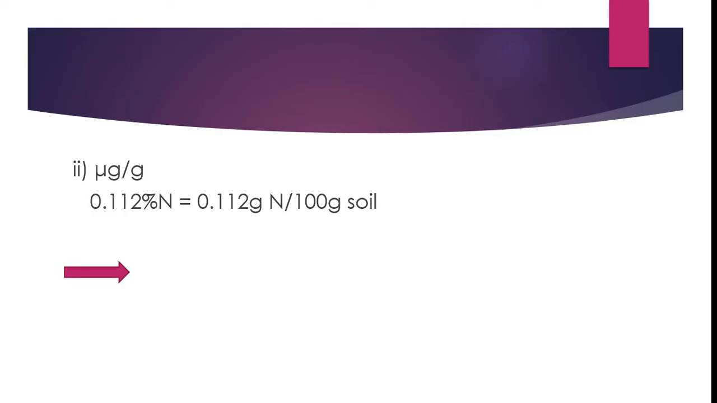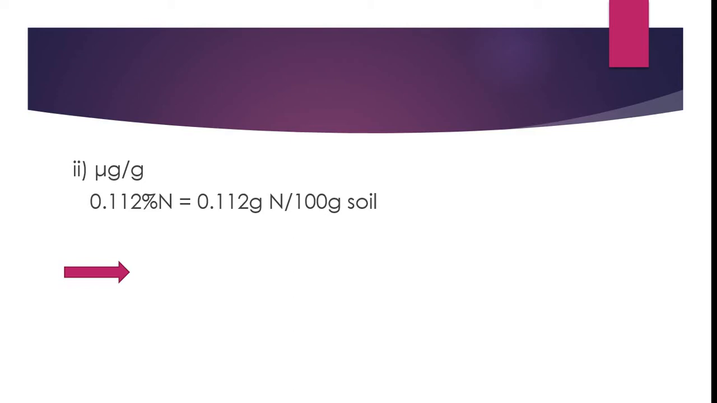As we said earlier, 0.112% nitrogen means that we have 0.112 parts of nitrogen in 100 parts of soil. The parts we are talking about are grams, because the basal unit here is grams. So it means that we have 0.112 grams of nitrogen in 100 grams of soil, as I've written there. So from the units, we want to calculate how much nitrogen in micrograms is present in 1 gram of soil.